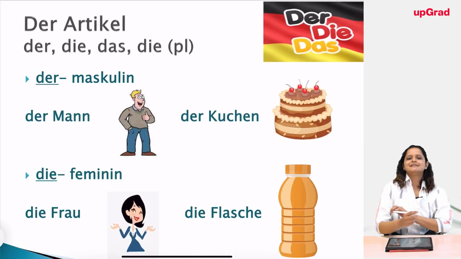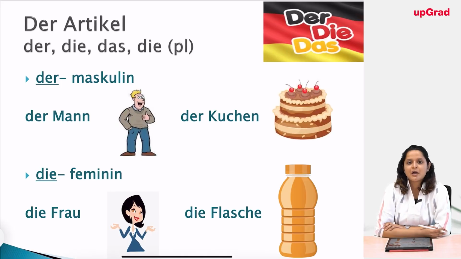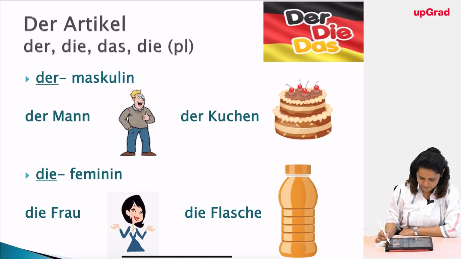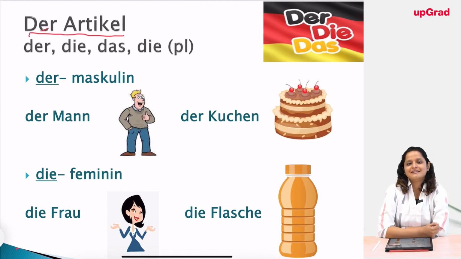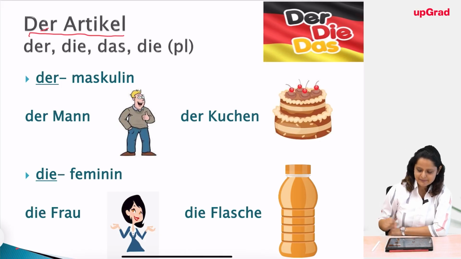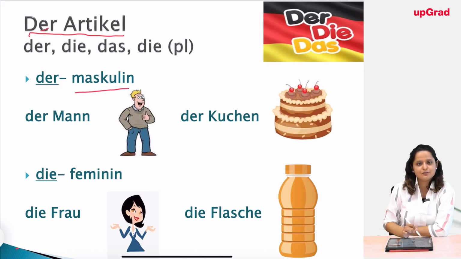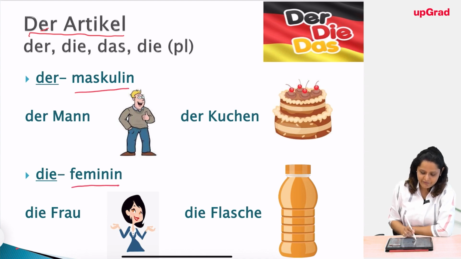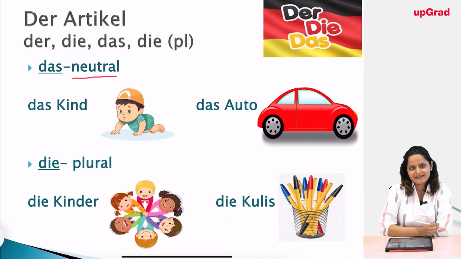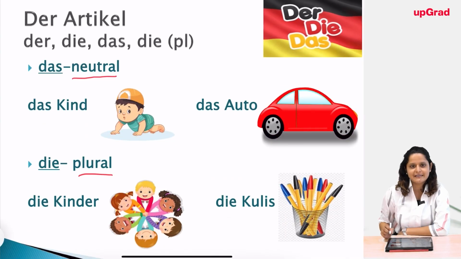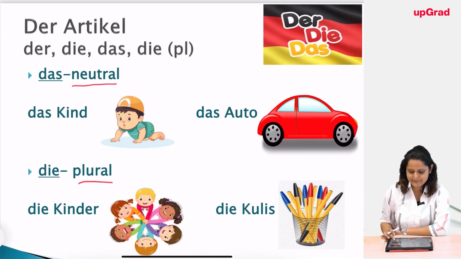In this segment, let's take a look at the German nouns. So the concept for today is called the article. An article is something that denotes the gender of a noun. In Deutsch, we have three kinds of genders which are assigned to our nouns. We have masculine nouns, feminine nouns, and neutral nouns. And finally, we have the plural form of nouns.